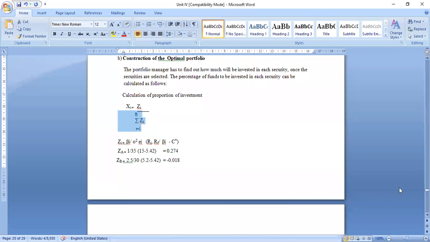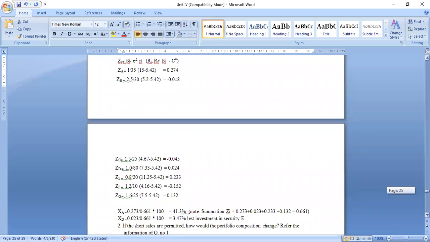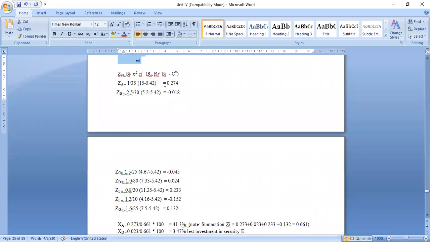Now when we are calculating the summation of Zi for each of the securities that we have taken above the cutoff rate, we are not going to consider those values which have negative values. Definitely when it is negative, it will not be an optimal portfolio. That is why we take those values which are positive, as they will have a better return in the portfolio. When it is negative, the risk is comparatively higher than the returns.